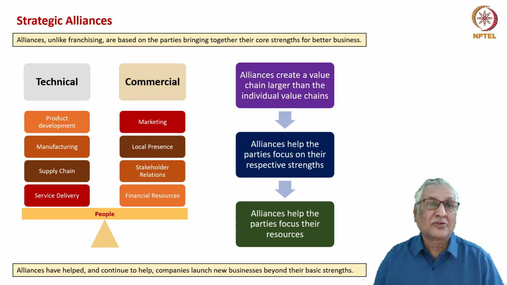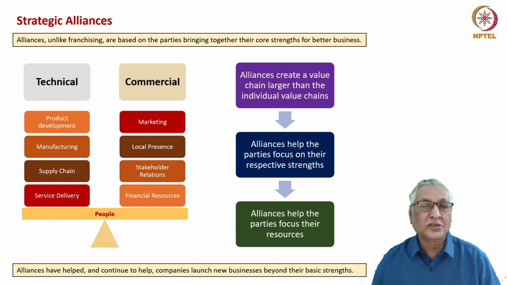Strategic alliances are unlike franchising or general collaboration, and are based on the parties bringing together their core strengths for better business. There are two aspects to any strategic alliance. The first is the technical aspect and the second is the commercial aspect. In the technical aspect, we have drivers such as product development, manufacturing, supply chain, and service delivery. In the commercial aspect, we have drivers such as marketing, local presence, stakeholder returns and stakeholder relations, and financial resources.